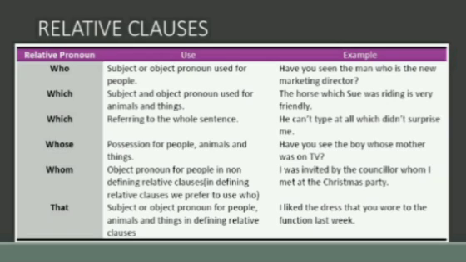Whose shows possession of people, animals or things. Have you seen the boy whose mother was on TV? Whom is used as an object pronoun for people in non-defining relative clauses. In defining relative clauses, we use who. I was invited by the counselor whom I met at the Christmas party. The relative pronoun that is a subject or object pronoun for people, animals and things in defining relative clauses. I like the dress that you wore to the function last week.